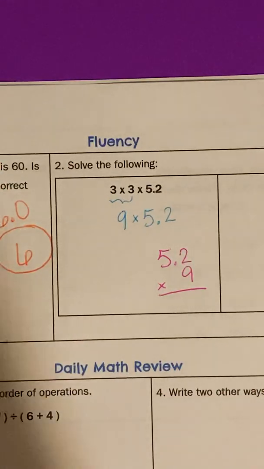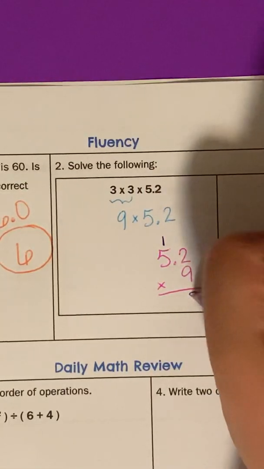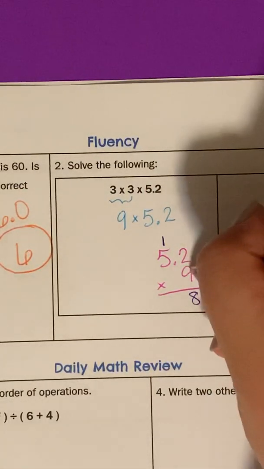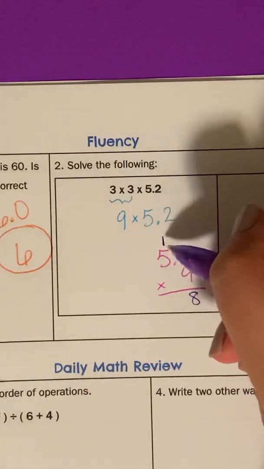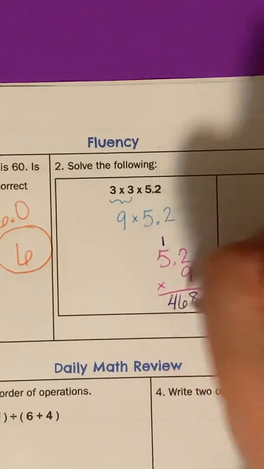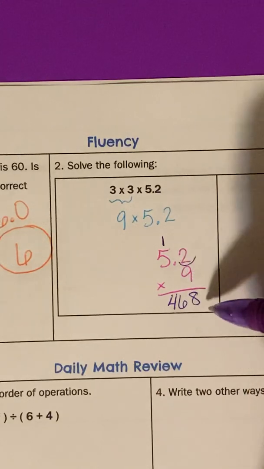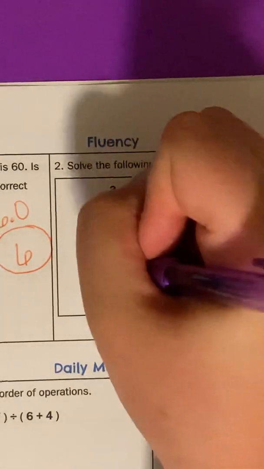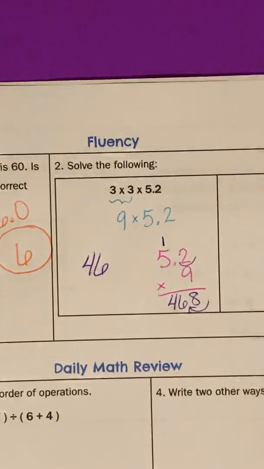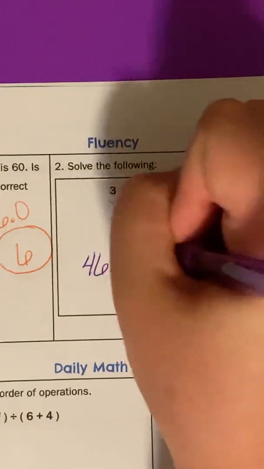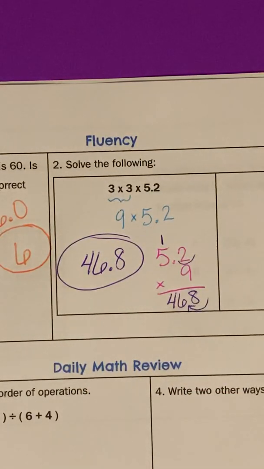9 times 2 is 18. Put our 1 there, bring our 8 down. 9 times 5 is 45, plus 1 is 46. Now, the decimal goes over 1. So 46 and 8/10. So 46.8 is your answer.